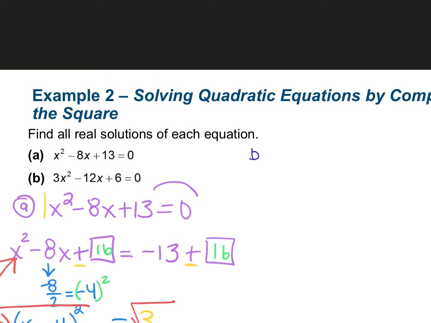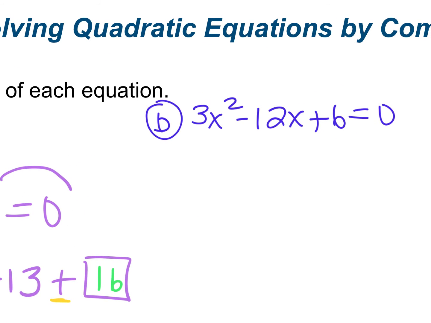All right, let's look at B. B says 3x squared minus 12x plus 6 equals 0. All right, first and foremost, guys, are we in standard form? Yeah. Is my leading coefficient positive 1? No. Uh-oh. If for some reason you guys get one and it's not a positive 1, I guarantee you I gave you a problem that has a GCF that you can take out. What can I divide out of 3x squared, negative 12x, and 6? Take out a 3.